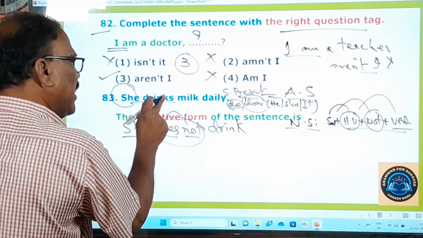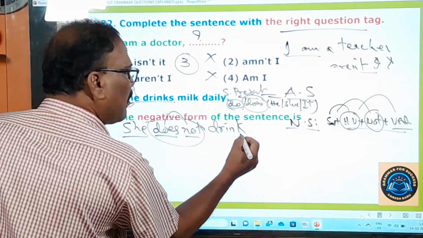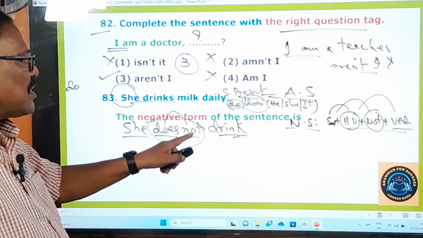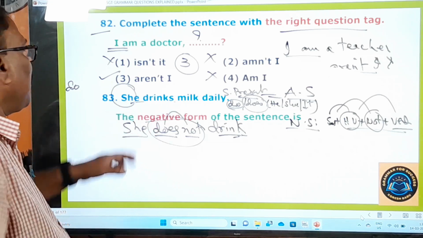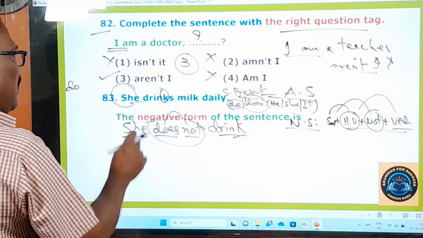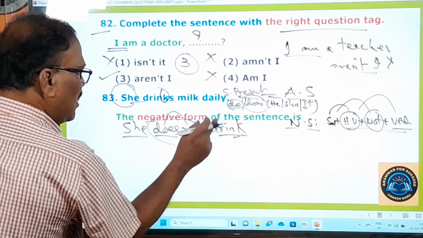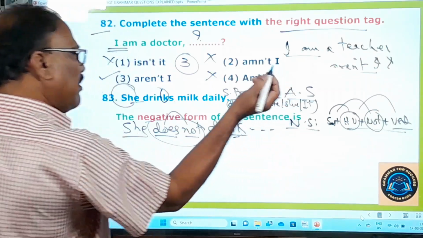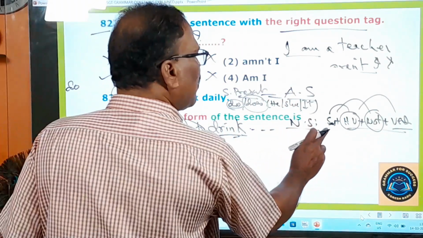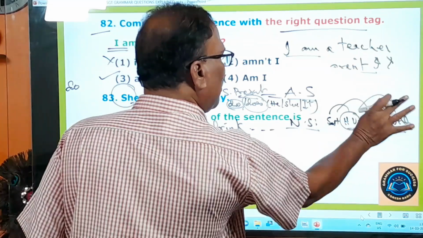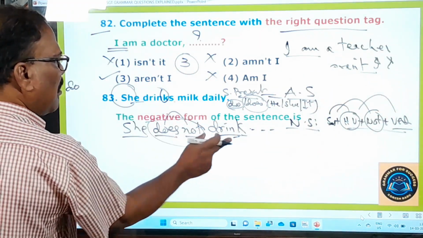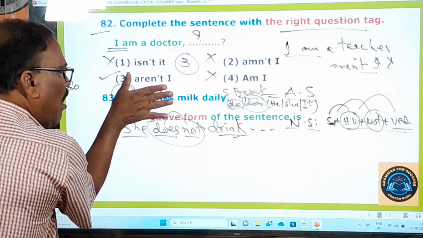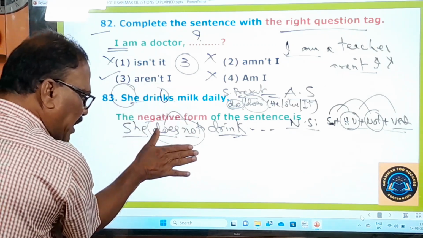It is drinks in the normal sentence, but in the negative sentence, this s is dropped. Don't use s after this. You cannot say she does not drinks, but you should say she does not drink. Only in the assertive sentence, after he, she, it, we use this s. But whenever you change it into the negative sentence, this s is gone. Therefore, you should say she does not drink milk daily. The formula is subject, then helping verb plus not plus main verb. That is the rule. And this is how we have to change this assertive sentence into a negative sentence or negative statement.